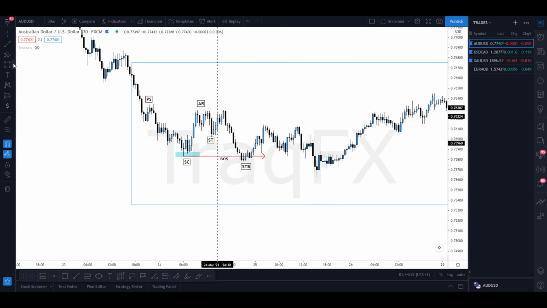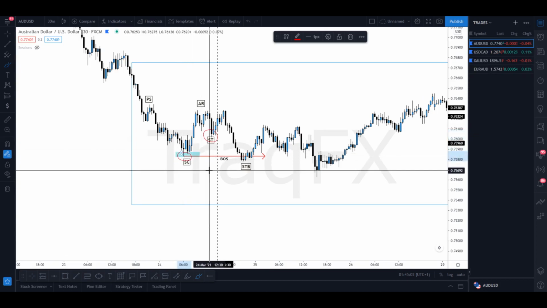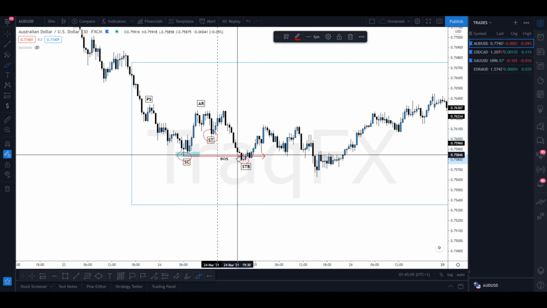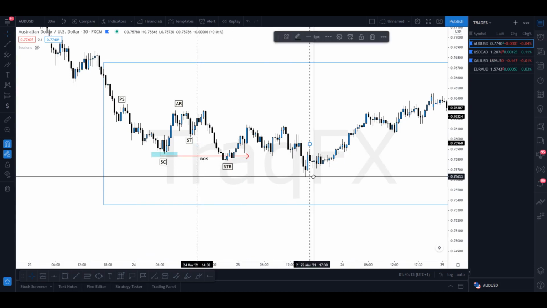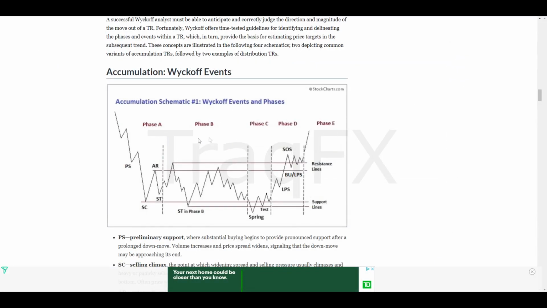The market now, what it did is it just took out the money of the secondary test buyers and the selling climax buyers. So at this point, you still may be confused, saying, okay, wait, how do I actually trade it? Trust me, I'm going to get to how we trade it, how we enter. Just keep watching.